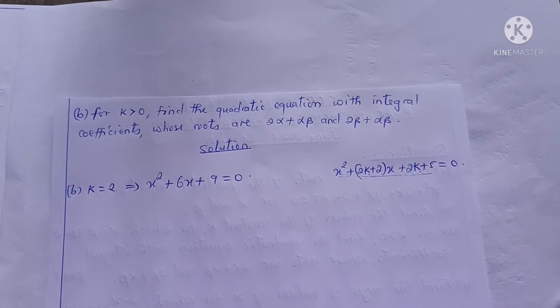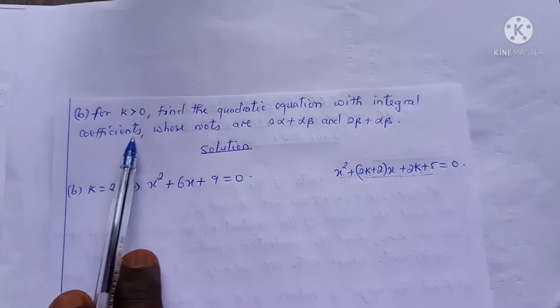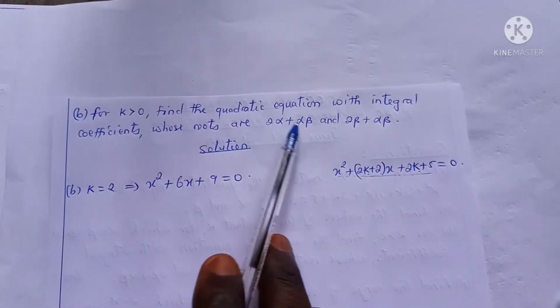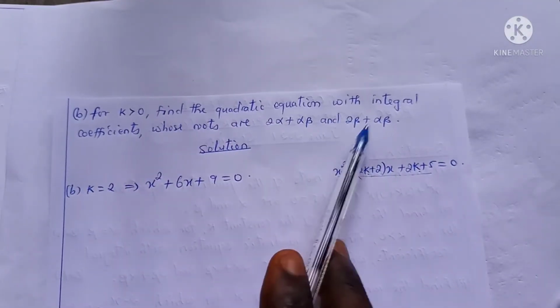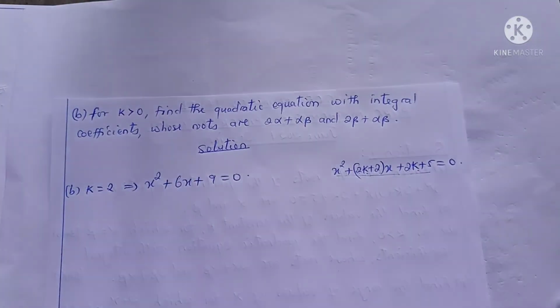Good. So the second part of the question says we should find a quadratic equation with integral coefficients whose roots are 2 alpha plus alpha beta and 2 beta plus alpha beta. We know that the roots of this equation, as given at the beginning, were alpha and beta.